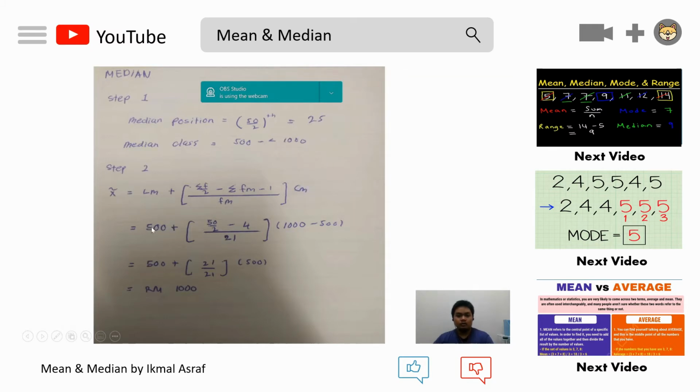So 500 plus open bracket 50 divided by 2 minus 4 divided by 21 close bracket times open bracket 1000 minus 500 close bracket. So we will get 500 plus open bracket 21 divided by 21 close bracket times 500. The final answer is RM 1000.